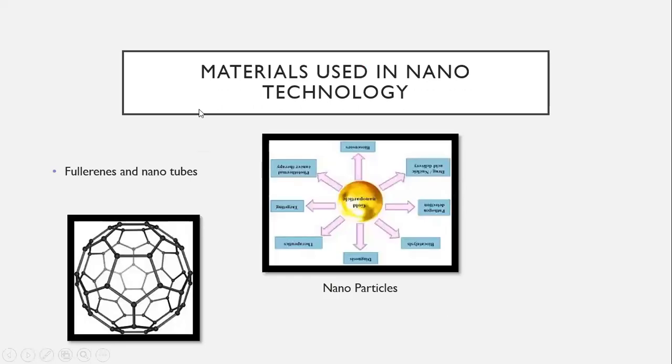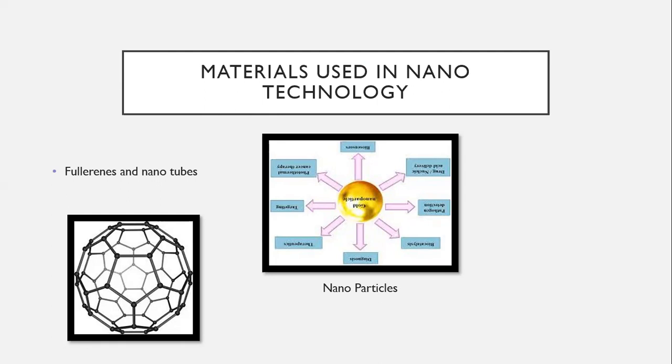So, let us talk about the materials used in nanotechnology, that is fullerenes and nanotubes. As you all know, carbon exists in a large number of allotropic forms. This includes diamond, graphite, and a variety of discrete molecules such as C60, C70, etc., which are collectively known as fullerenes. Fullerenes or carbon nanotubes are a class of allotropes of carbon which are obtained by rolling up graphite sheets into spheres or tubes as shown in the figure.